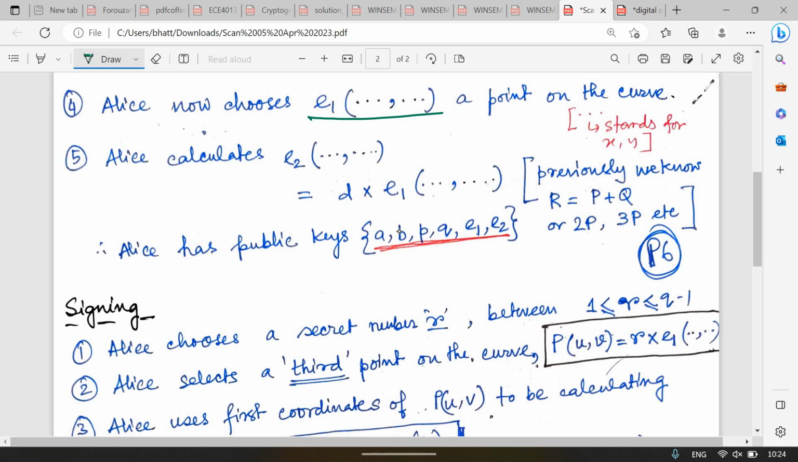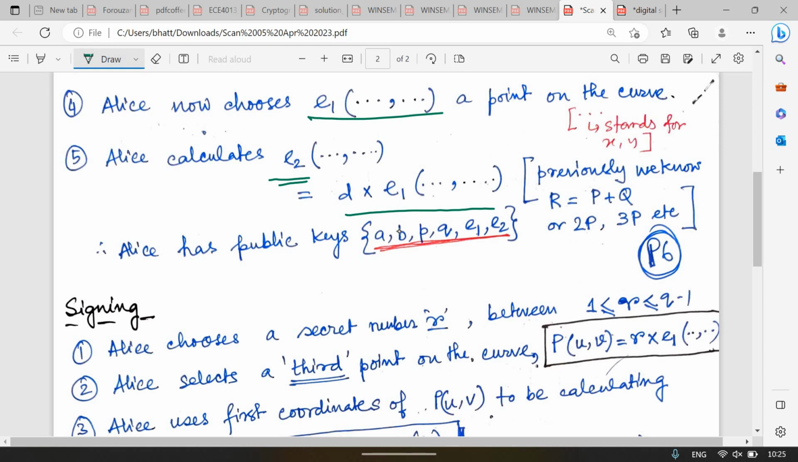See the nomenclature, how it is done. E1 dot comma A, like this, means a point on the curve. This dotted means (E1, X, Y). Any point on the curve can be chosen as this E1. And based on that, we can also calculate what is E2, and that is given by D multiplied by E1. Now for your own convenience, I have mentioned it also on the right.